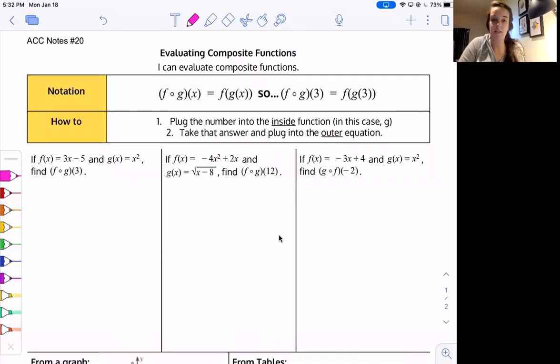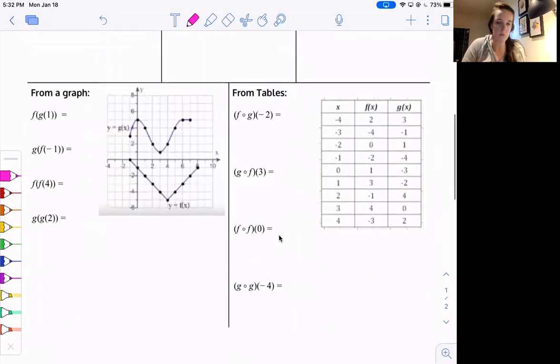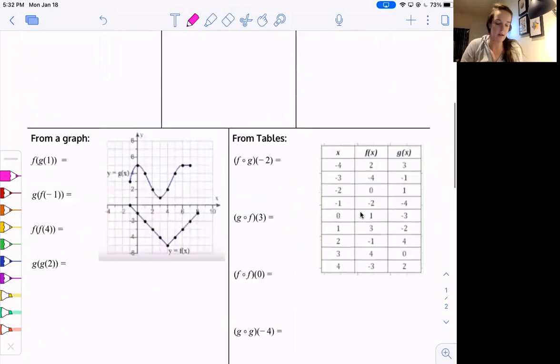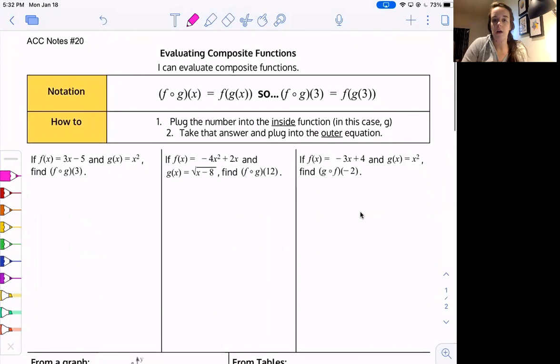Hi, y'all. So today we're evaluating composite functions. We're going to start with equations, which might feel kind of familiar, and then we'll move into graphs and tables, which might also feel familiar, but we will check them out. So the idea here is this new notation.